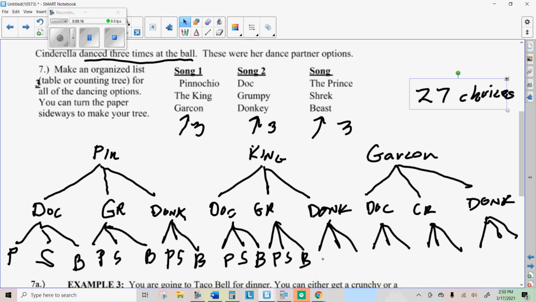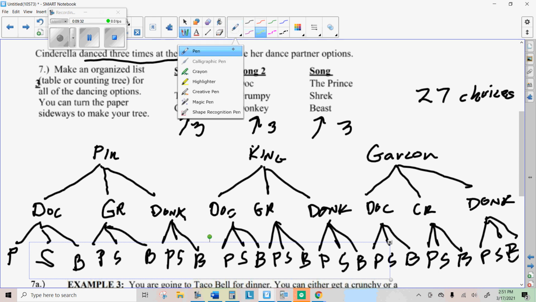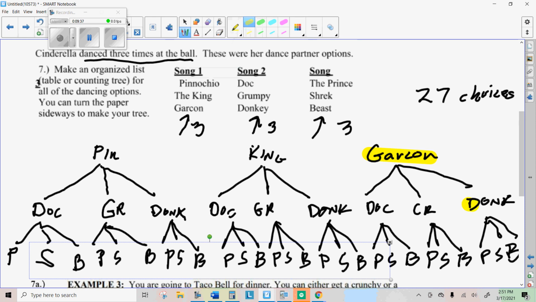And then I'll show you how to find a choice. I'll use my highlighter here just to show one of the choices. So you would go like this with Donkey and with the Beast. Okay, that'd be one choice. Gaston, Donkey, and Shrek would be another. Gaston, Donkey, and the Prince would be another.